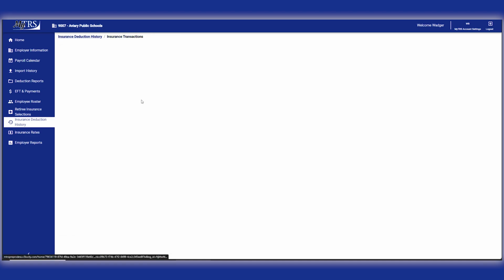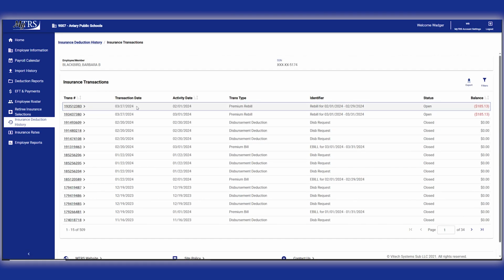And if we click back into insurance transactions, we can see that the activity date, the date that it goes back to, is February 1st. However, the transaction date, the date we processed it, the day I'm recording this video, is actually March 27th. And you can see this for any, both active or after they get processed, you'll see them closed, but these line items will remain available on Barbara's account for as long as she's in MyTRS.